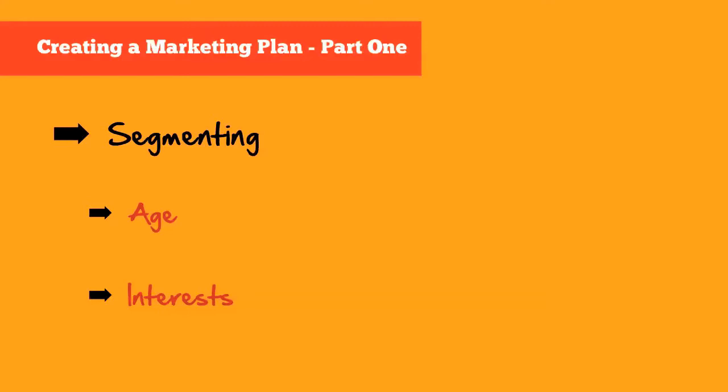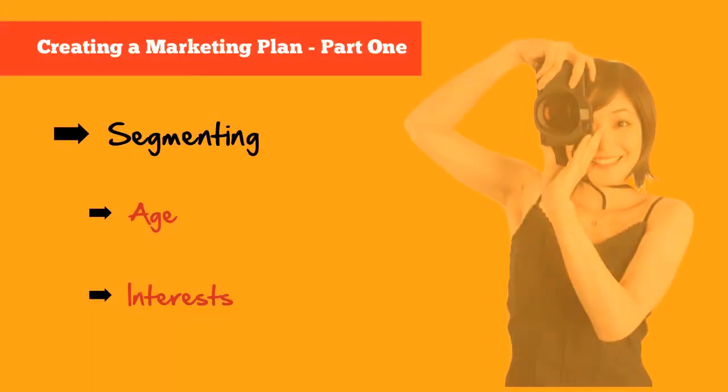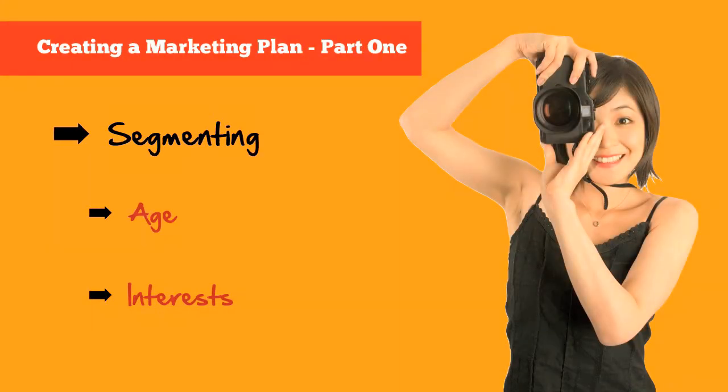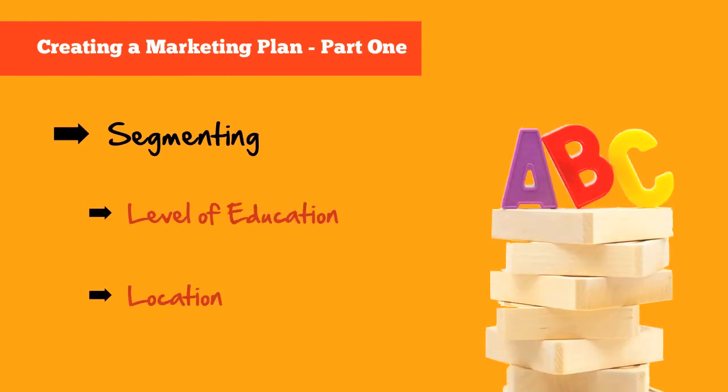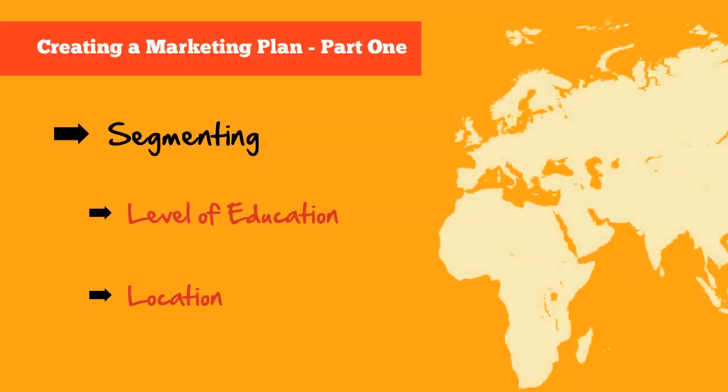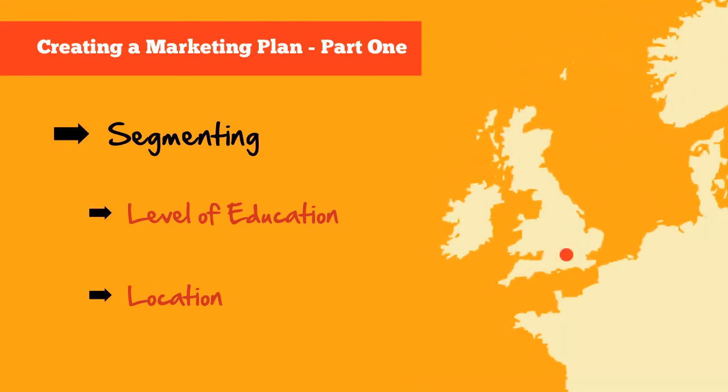Interests. Will people with specific interests be more drawn to what you can offer? Level of education. What type of people will be most likely to buy your products? Those with higher or lower standards of education? Location. Is there any relationship between where people live and whether they buy your product or use your service? If so, how can this knowledge help you to reach them?